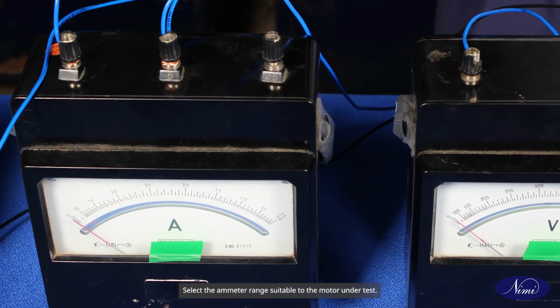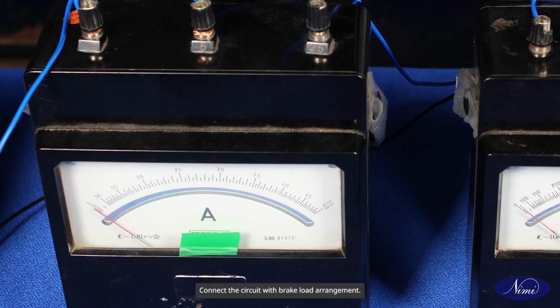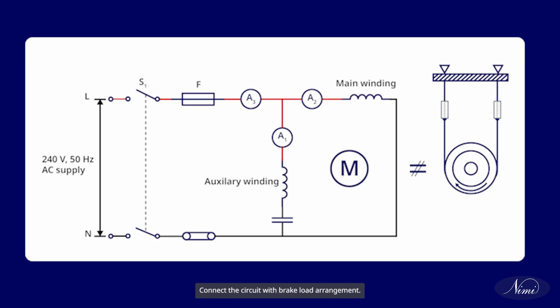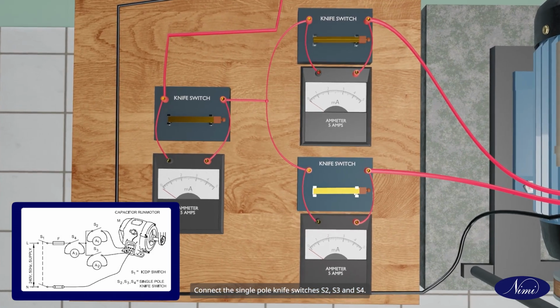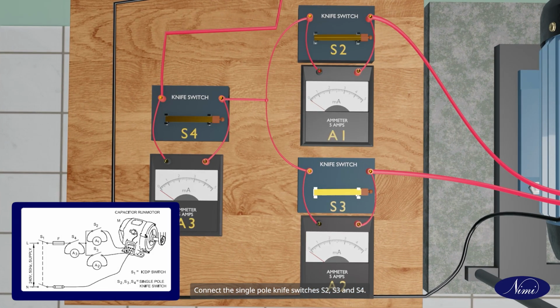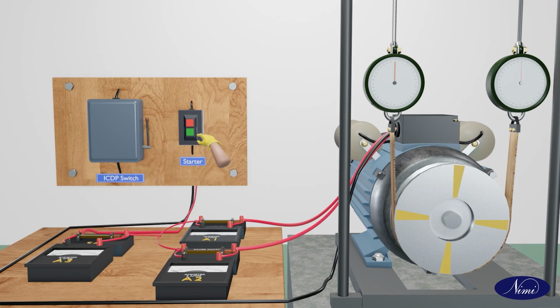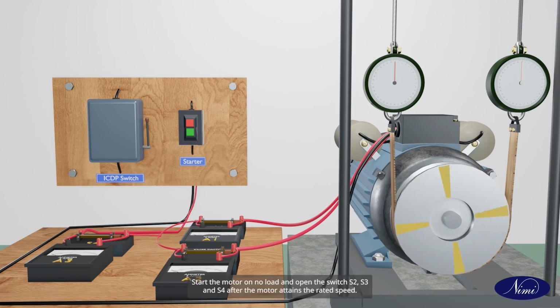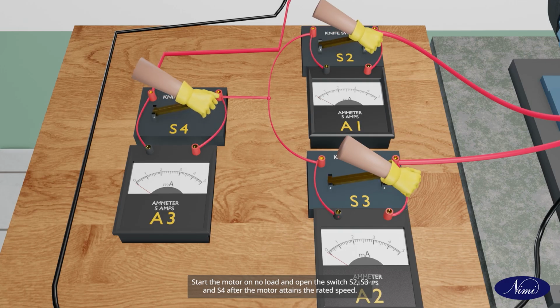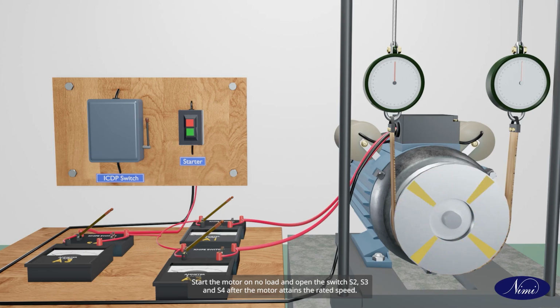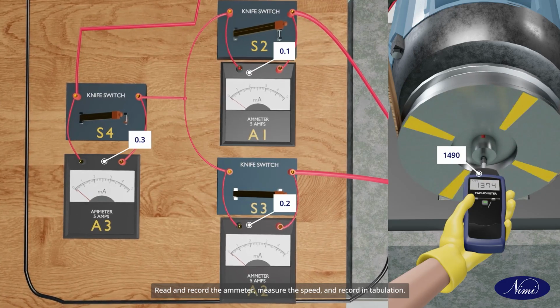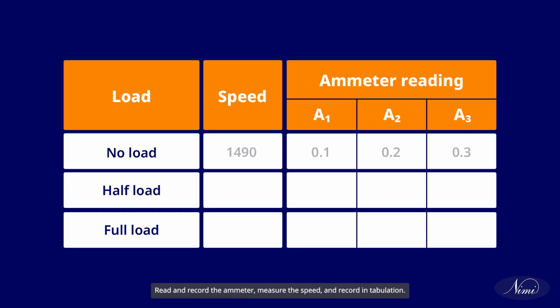Select the ammeter range suitable to the motor under test. Connect the circuit with brake load arrangement. Connect the single pole knife switches S2, S3 and S4. Start the motor on no load and open the switches S2, S3 and S4 after the motor attains the rated speed. Read and record the ammeter readings, measure the speed and record in tabulation.